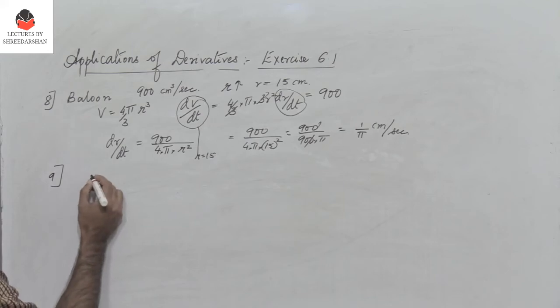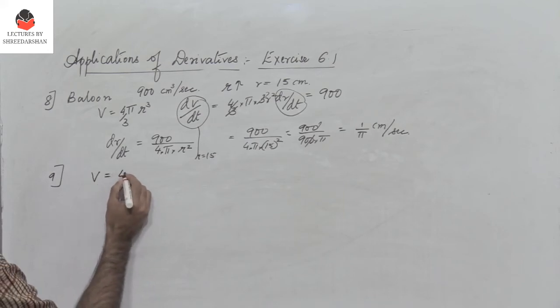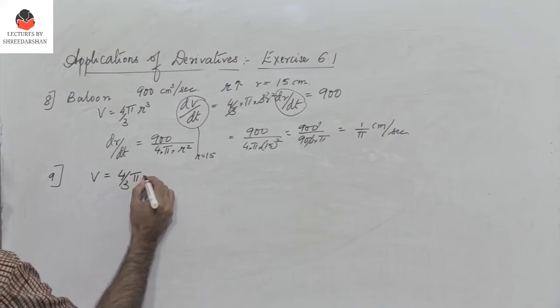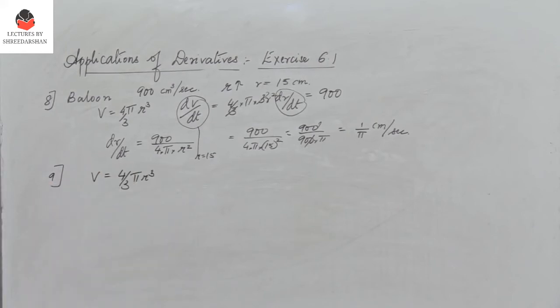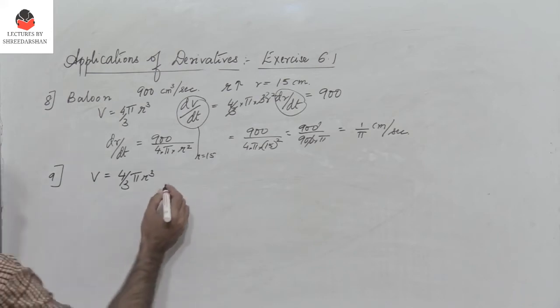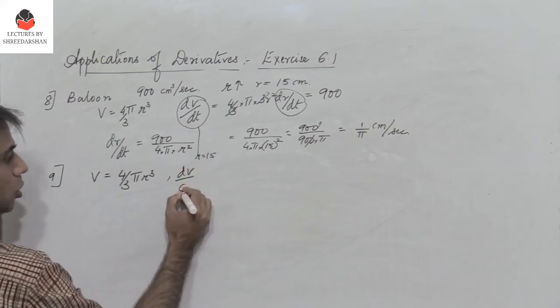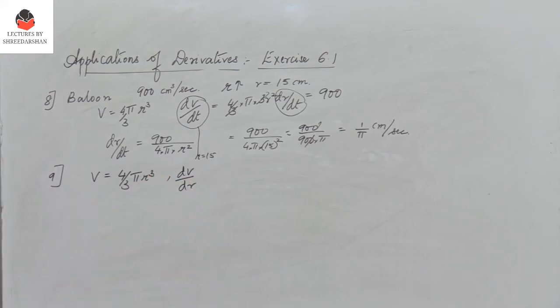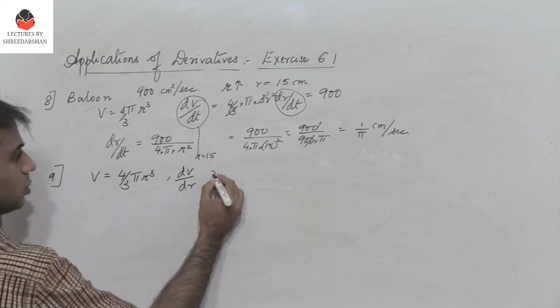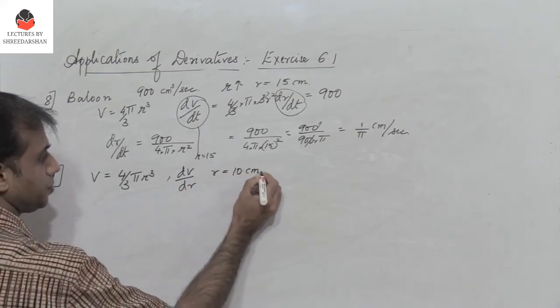So here you have a balloon which is spherical, so the volume is definitely 4 by 3 pi r cubed. And since it has been mentioned that the variable is radius, we have to differentiate V with respect to r. So find the rate at which the volume is increasing. I need to find dV by dr when the radius is 10 centimeters, so when r equals 10 centimeters.